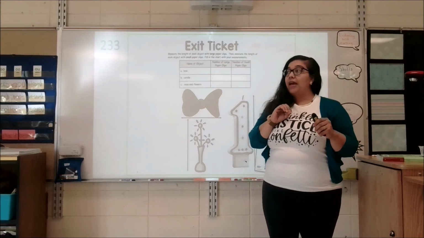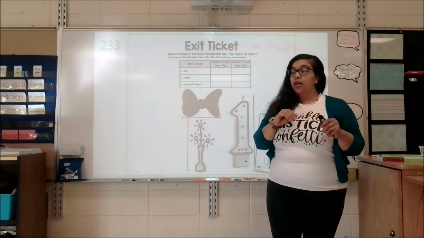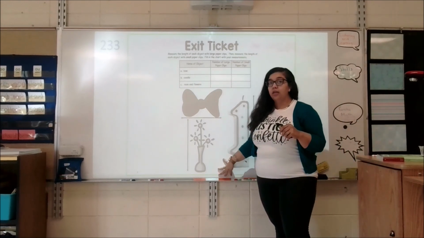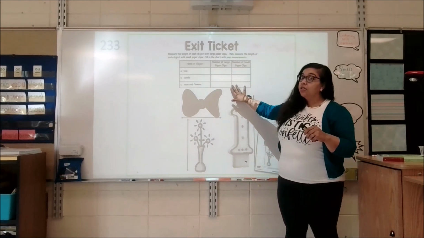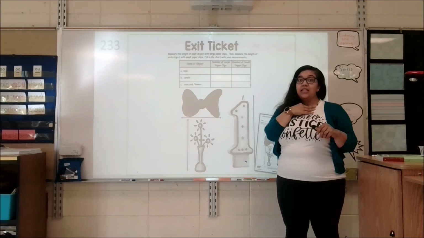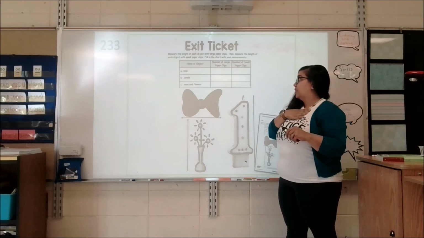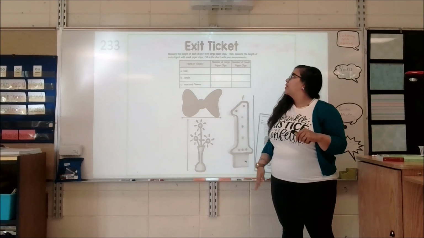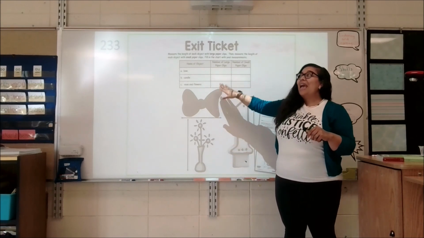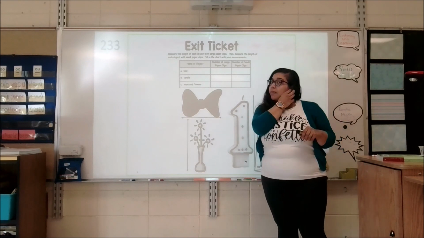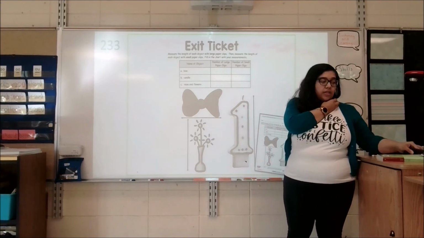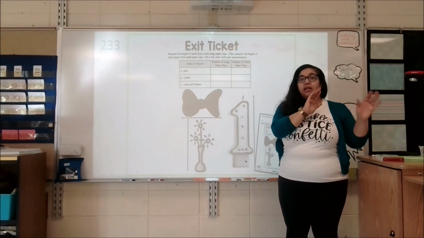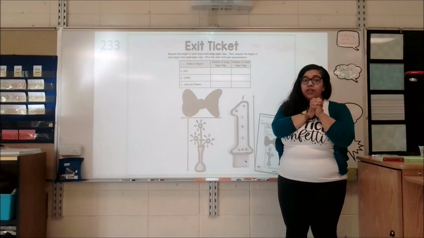In your book on the exit ticket, page 233, you're going to actually do your measuring. I recommend you write down your answers because I'm going to prompt you to turn in your answers to the questions to me. How long is the bow, the candle, and the vase and flowers in large paper clips and small paper clips? You have to measure each item with both sets of paper clips, guys. Now, that is all I have for you.